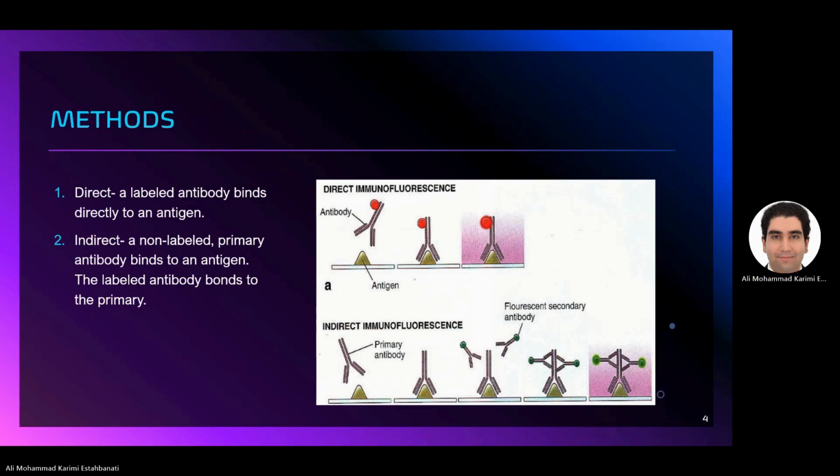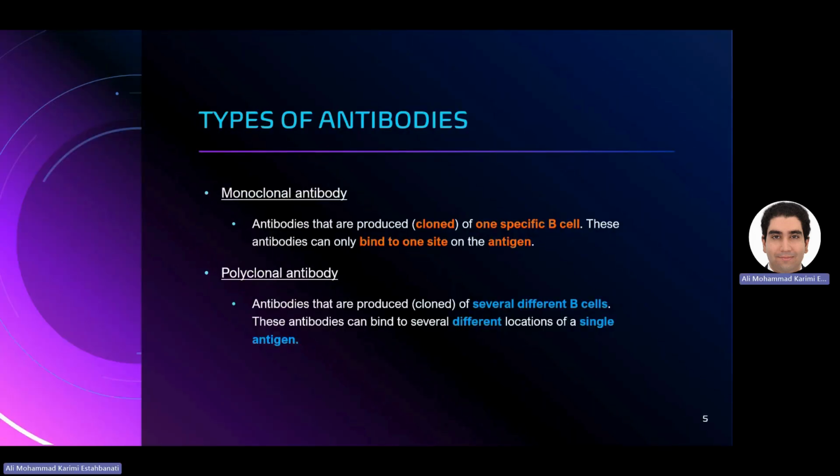Okay? So if in the MCQs later during the year or in your final exam you see a question asking about the difference between direct and indirect, you will say: direct, the primary antibody has already been labeled, but indirect, the primary antibody has not been labeled. As simple as that. And finally, the types of antibodies.